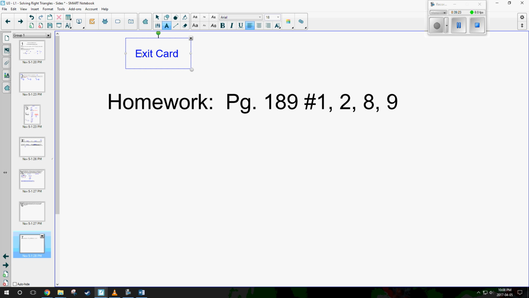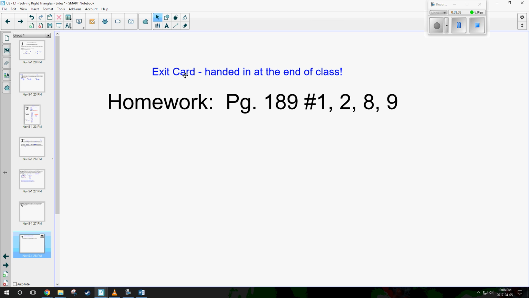The exit card needs to be handed in at the end of class. That's just for me to see how you guys are doing. I will be taking a look at it as well and handing it back so you get some feedback on how you're doing with reviewing, using SOHCAHTOA and solving for sides. So please hand in that exit card at the end of class, and then any other remaining time, work on your homework questions. I will see you guys tomorrow. Have a great day.